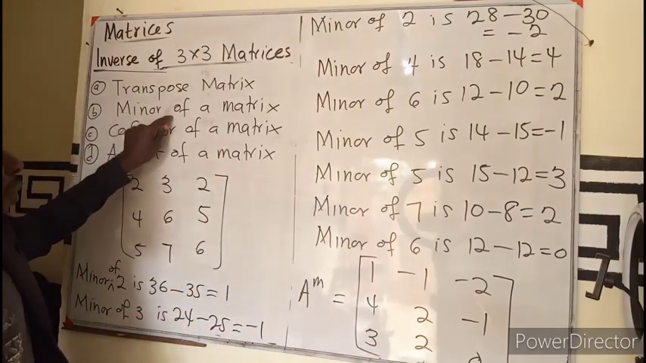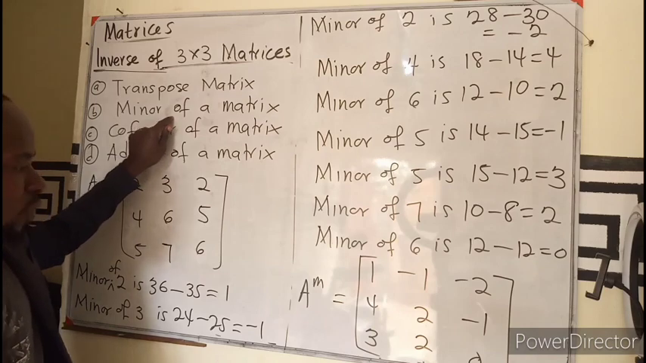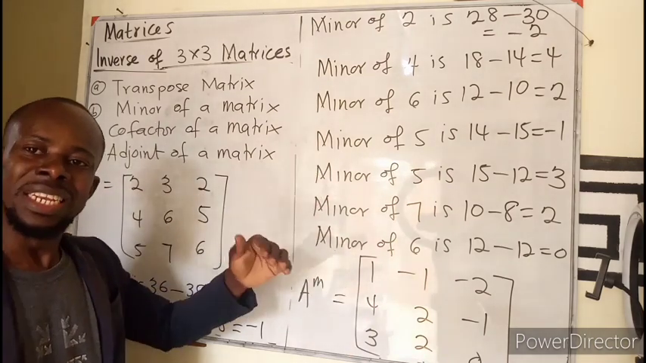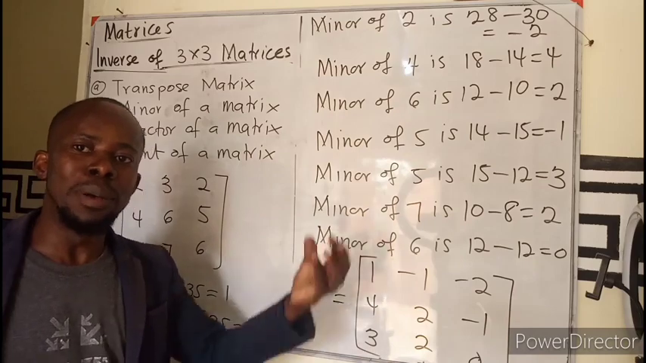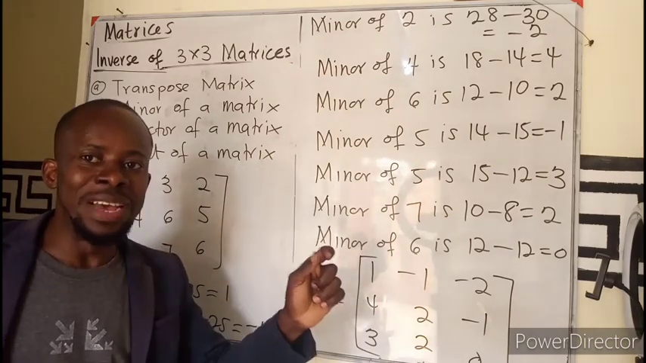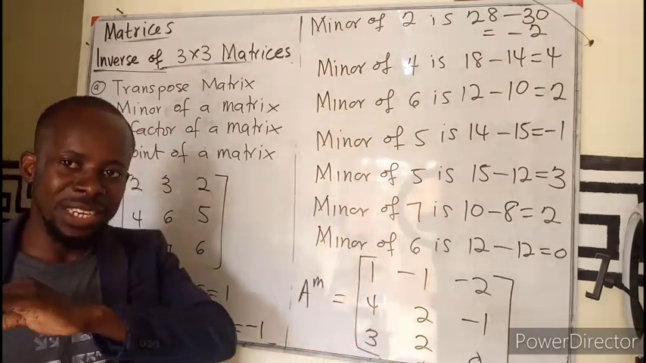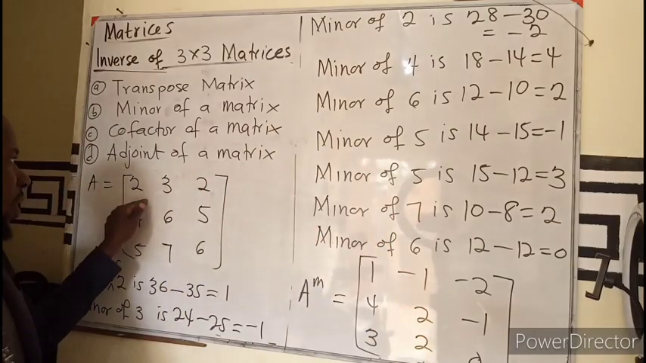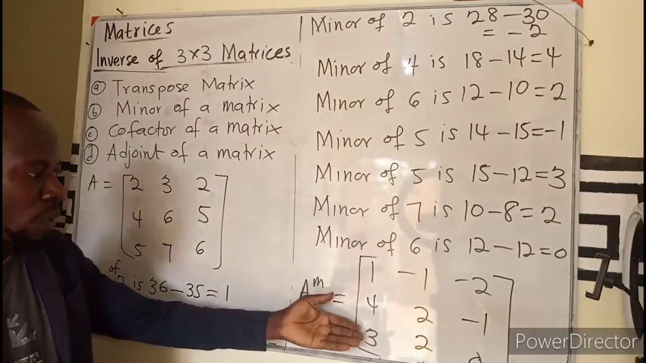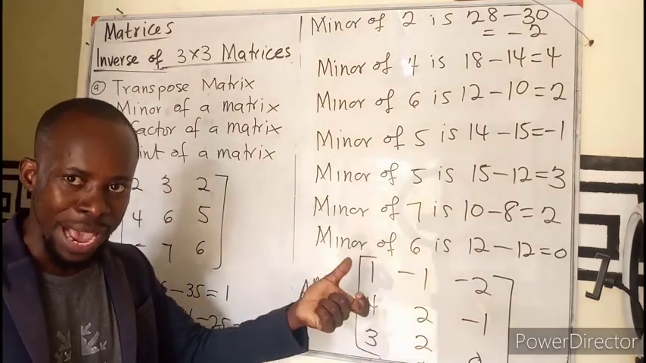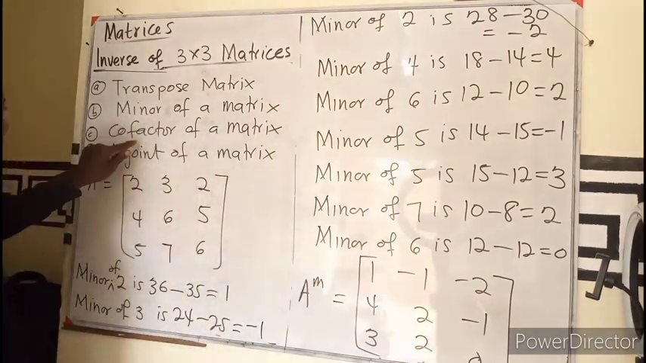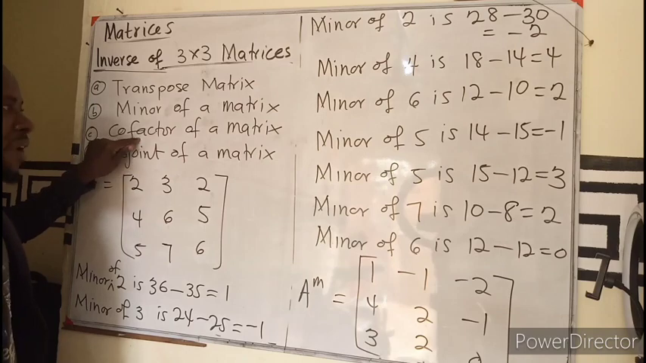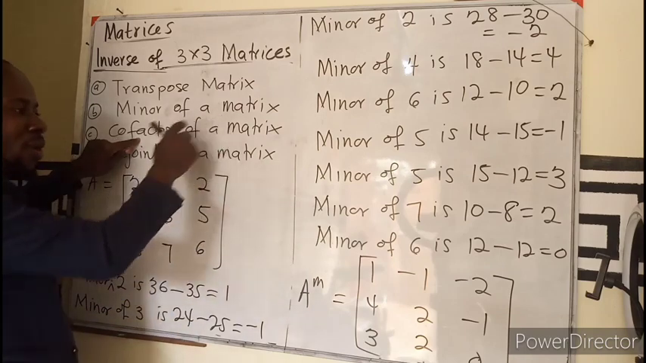So the minor of a matrix is just finding the determinant of the sub-matrix after an element is what? Covered or deleted. So it means you are going to find for each of them, and that is what we did per minor. Good. Then for the cofactor developed from the minor.